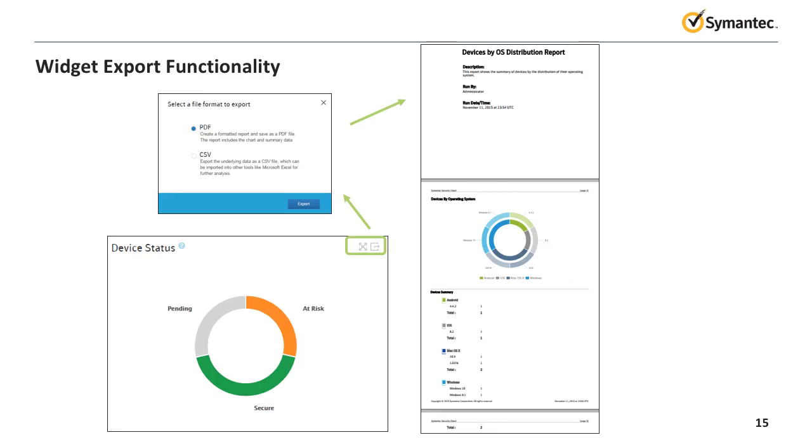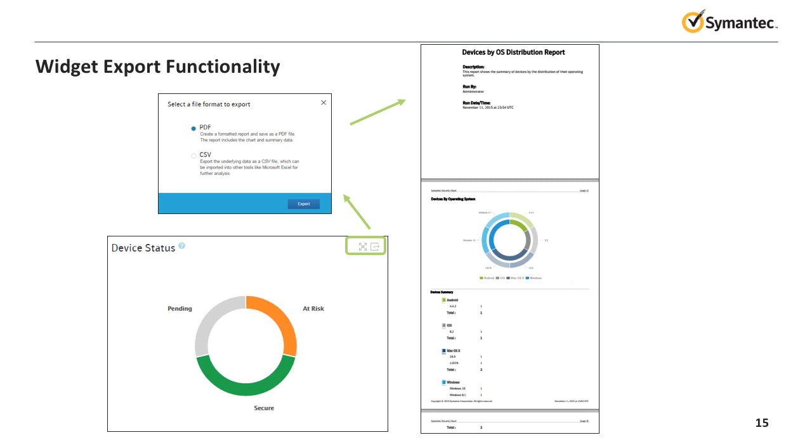You can export widget data to a PDF file or a CSV file for further analysis and reporting. The file contains a snapshot of the data at the time the file is generated. All widgets except Endpoint Protection Cloud News have the export report functionality. The PDF file contains a report with a chart and summary data. The CSV file provides raw data for further processing and analysis.